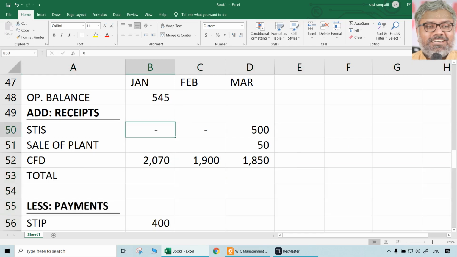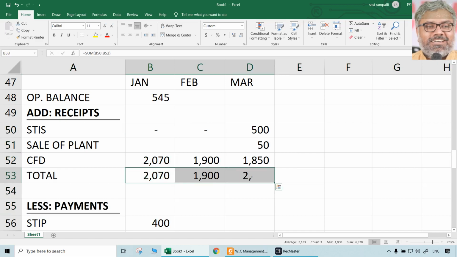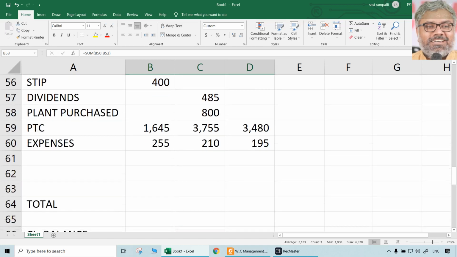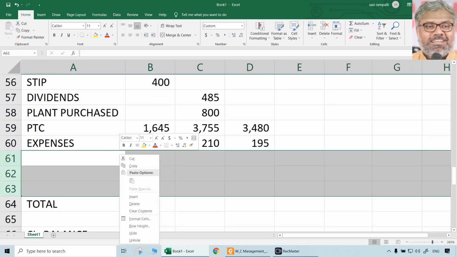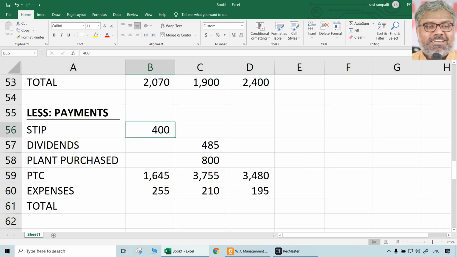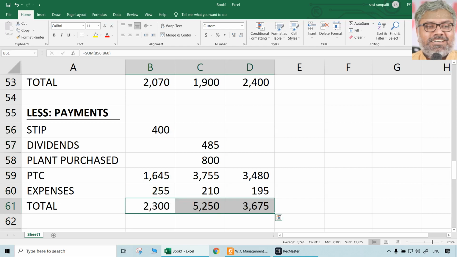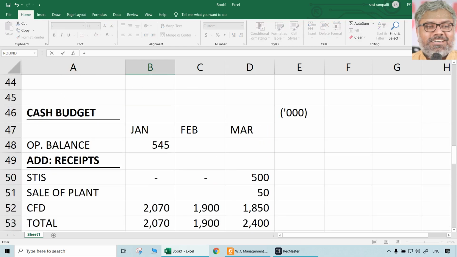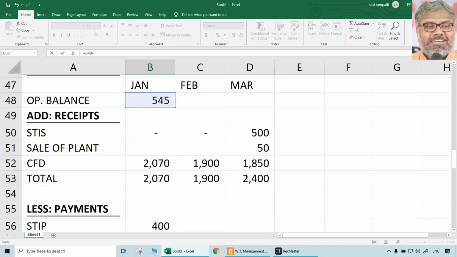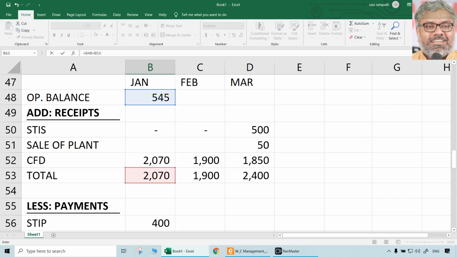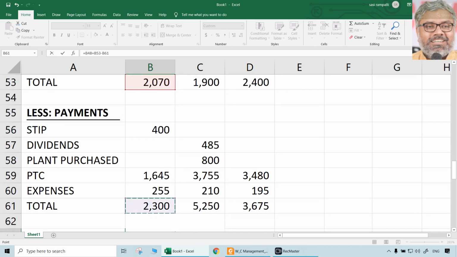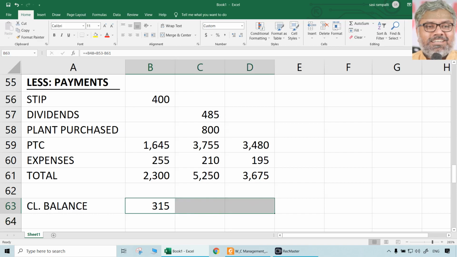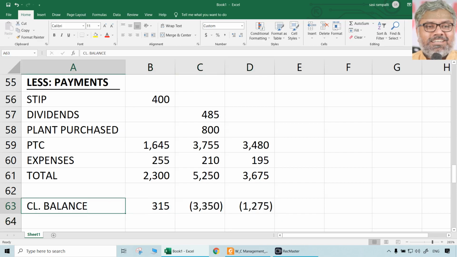Let us take them. Total of receipts for 3 months. Then payments. Total of them. You need to do it on the calculator for 3 months. Then closing balance will be what? Naturally, opening balance of cash plus total of receipts minus total of payments. So that is the closing balance for 3 months. It will be the closing balance ultimately.